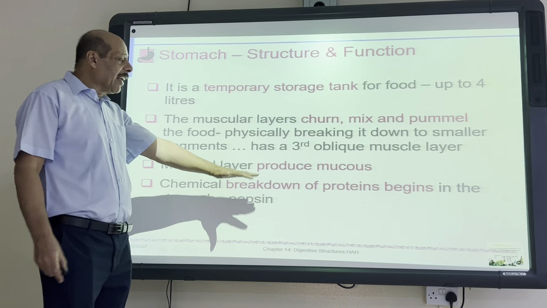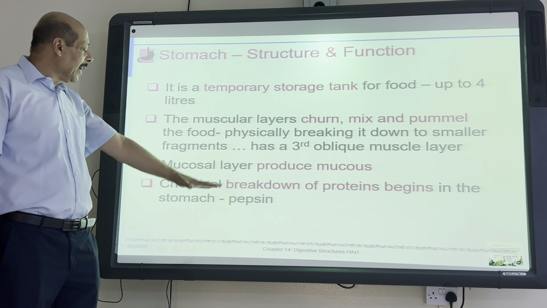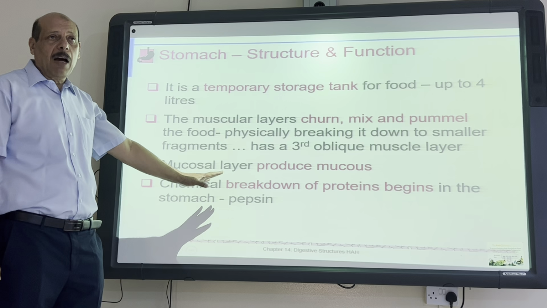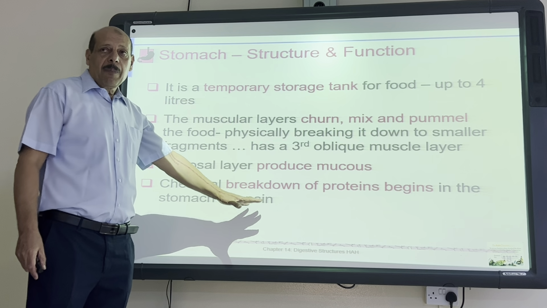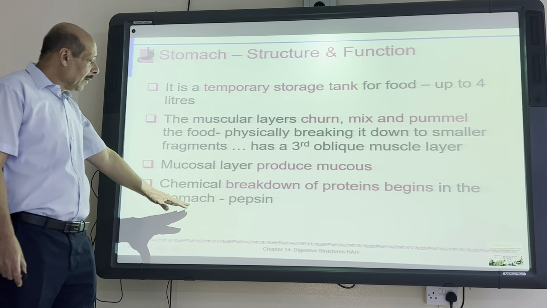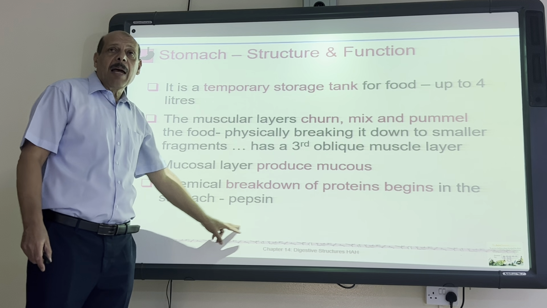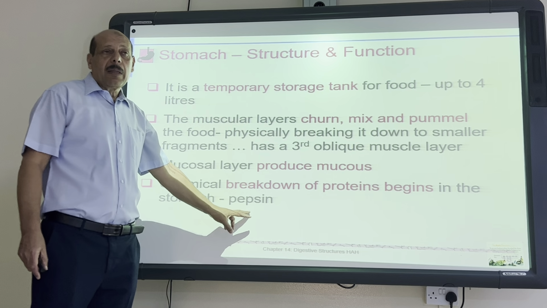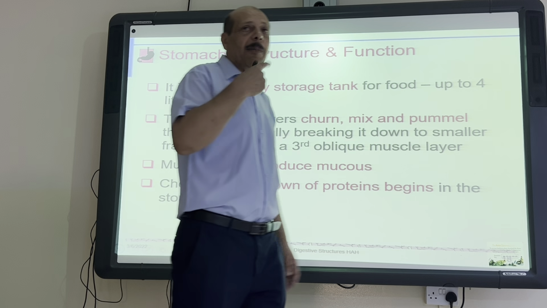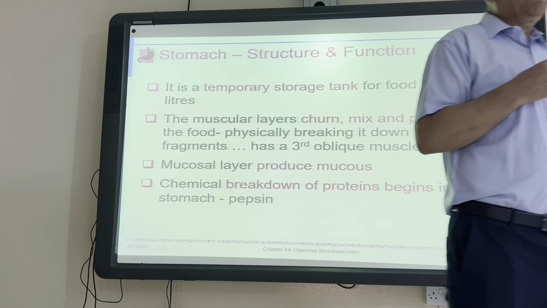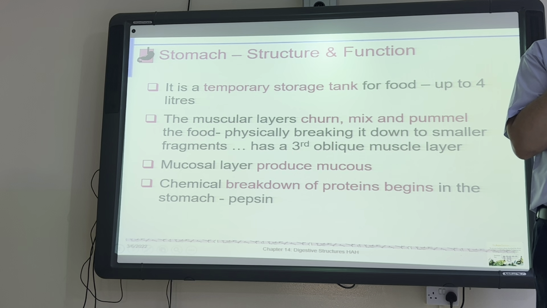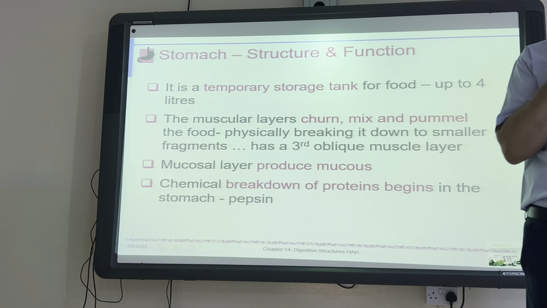The chemical breaking down of protein begins in the stomach, by the pepsin. We said the first chemical breaking down is in the mouth, for which type of food? For carbohydrate.